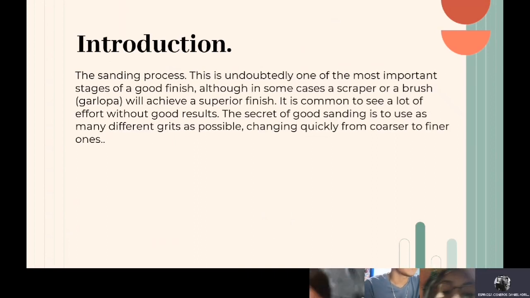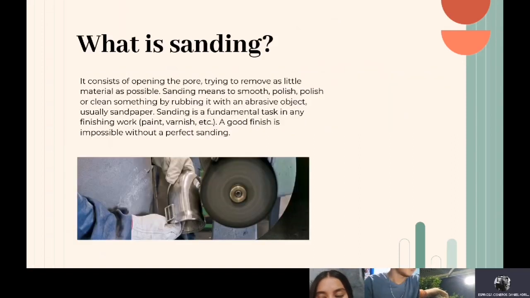Introduction. The sanding process is one of the most important stages of a good finish, although in some cases a scraper or a brush will achieve a superior finish. It is common to see a lot of effort with good results. The secret of good sanding is to use as many different grits as possible, turning quickly from the coarser to the finer ones.